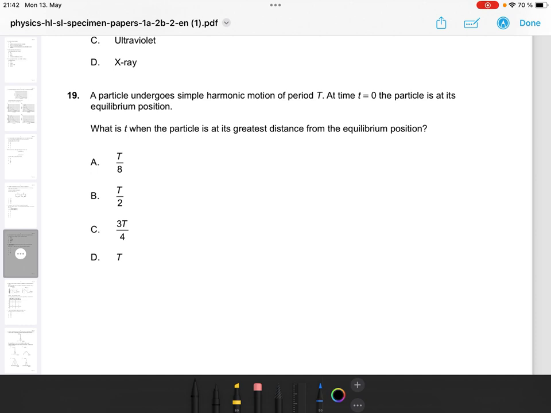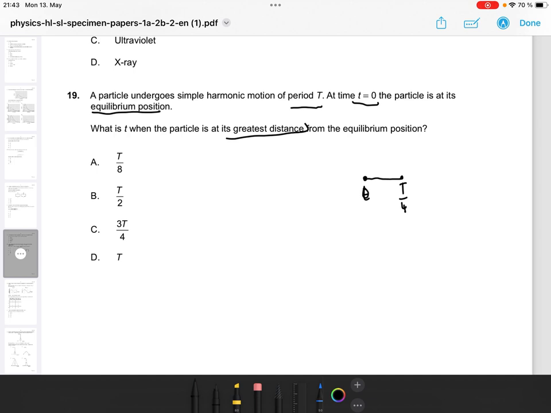It says a particle undergoes simple harmonic motion of time period T. At time t equals 0, the particle is at equilibrium. What is t when the particle is at its greatest distance from equilibrium? So we know that in simple harmonic motion, the period is uniformly distributed. So at t equals 0, the particle is here. Then at t equals T over 4, the particle will be here.